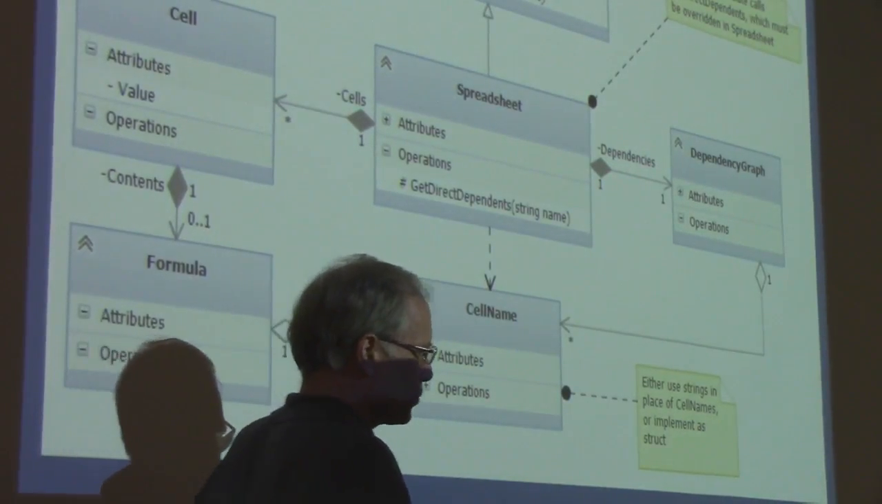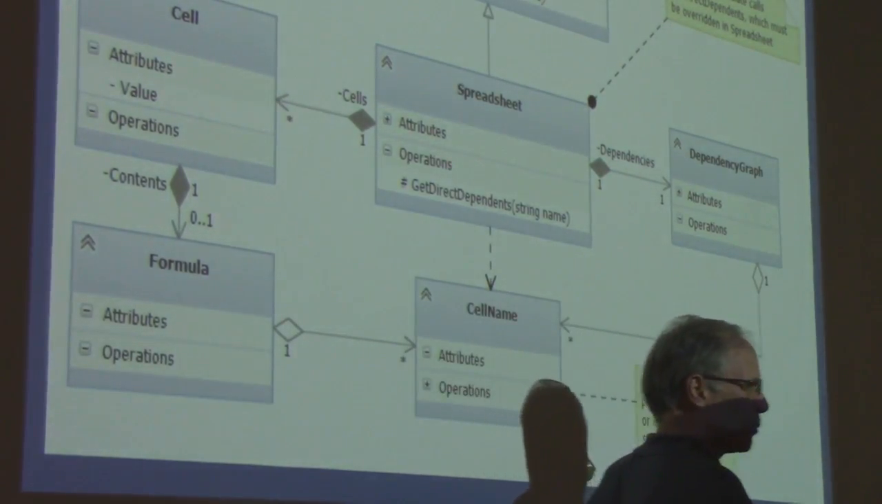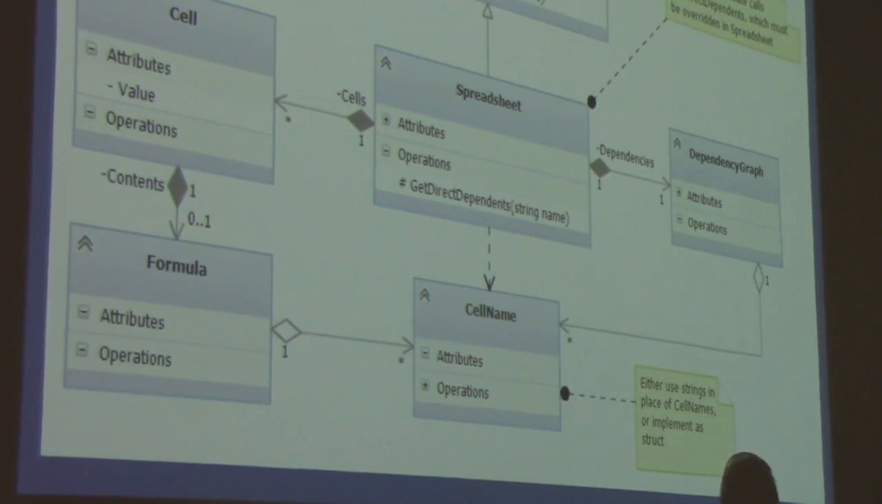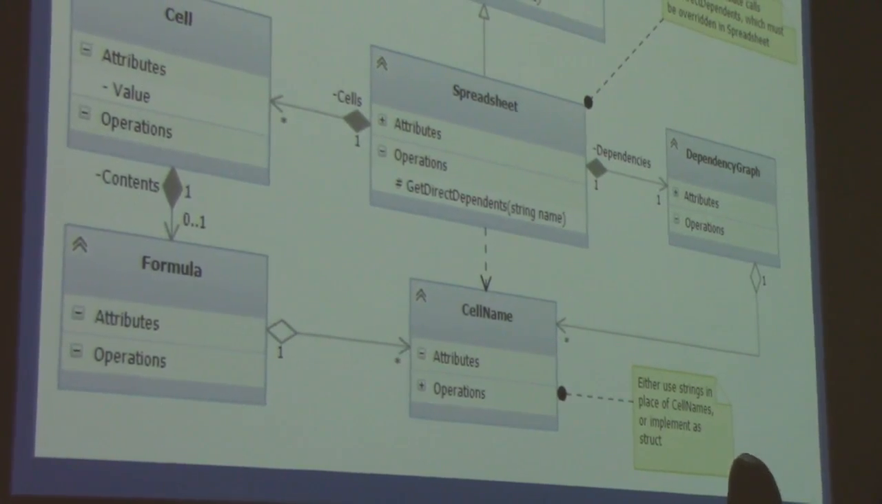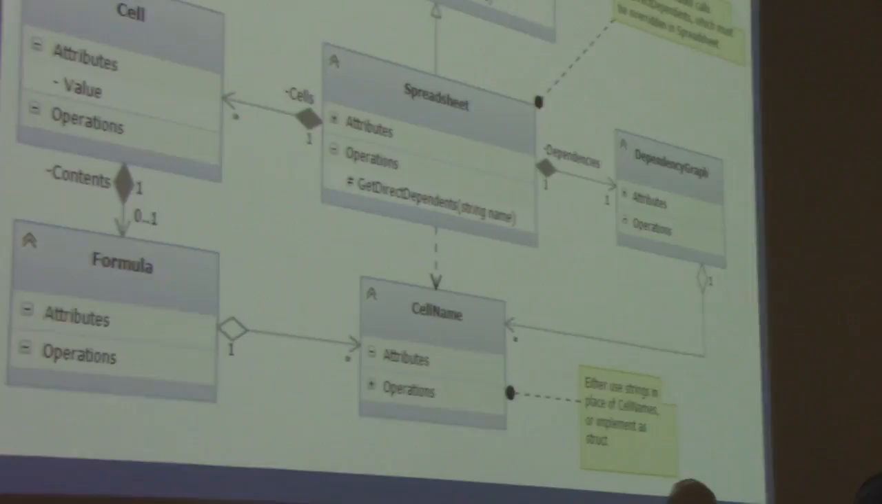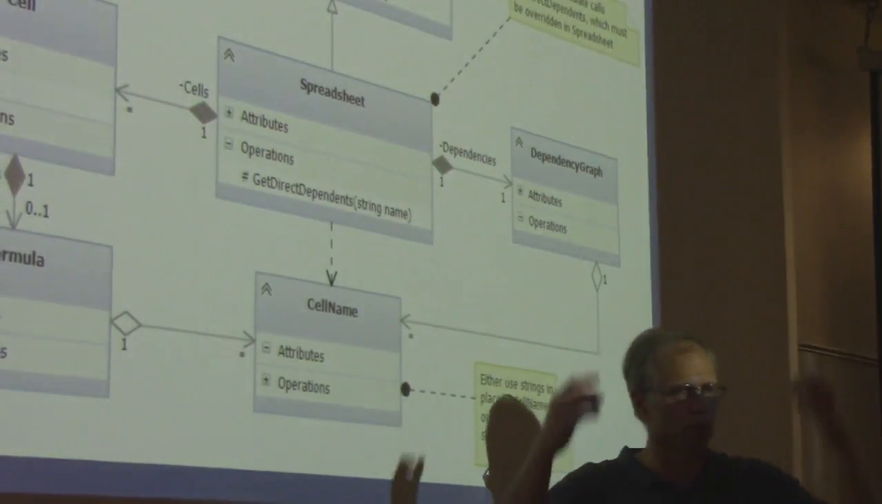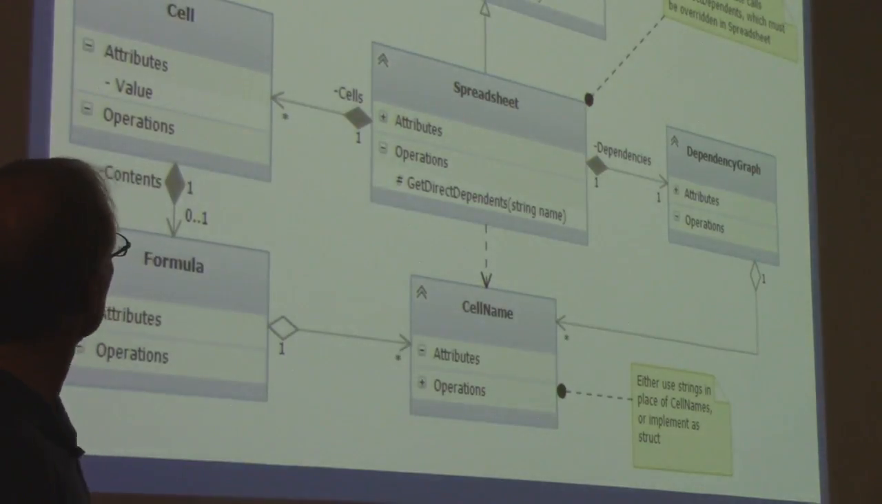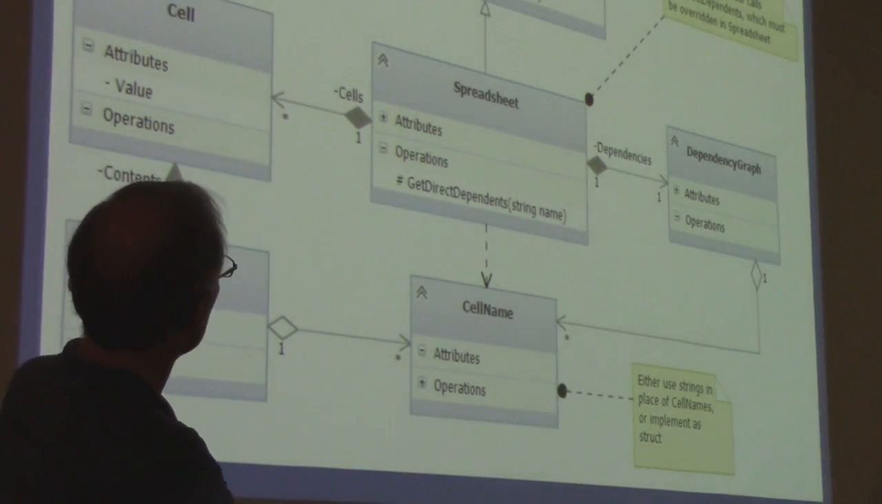Now, are these cells stored as a list, as an array, as a hash map, as what? Linked list? Can you read that from the diagram? No, it doesn't go into that level of detail. It's just saying that the spreadsheet is going to contain some number of cells. All right, that makes sense. What else can you tell from this?